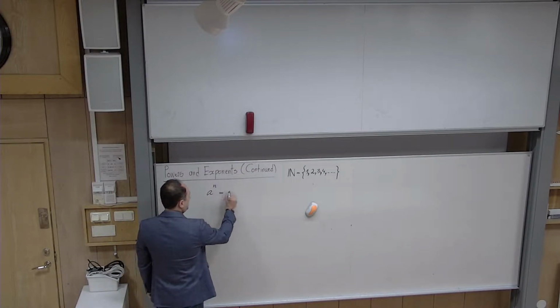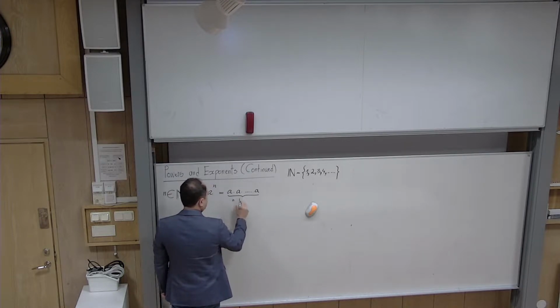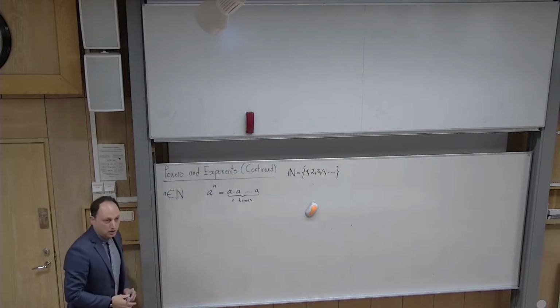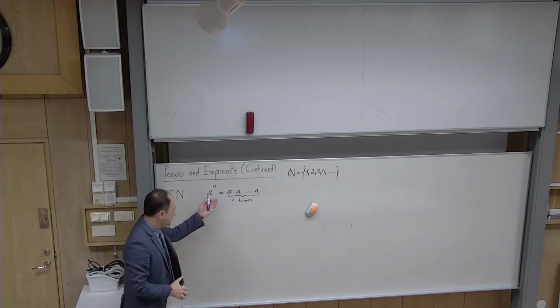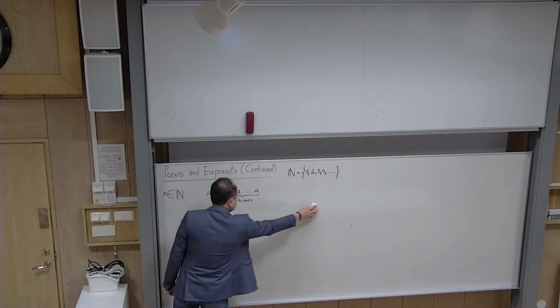It means that I start multiplying the base by itself. How many times? n times. That is the meaning of this power. I didn't mention this in this form, but that is what I told you yesterday. And it doesn't matter what that number is.